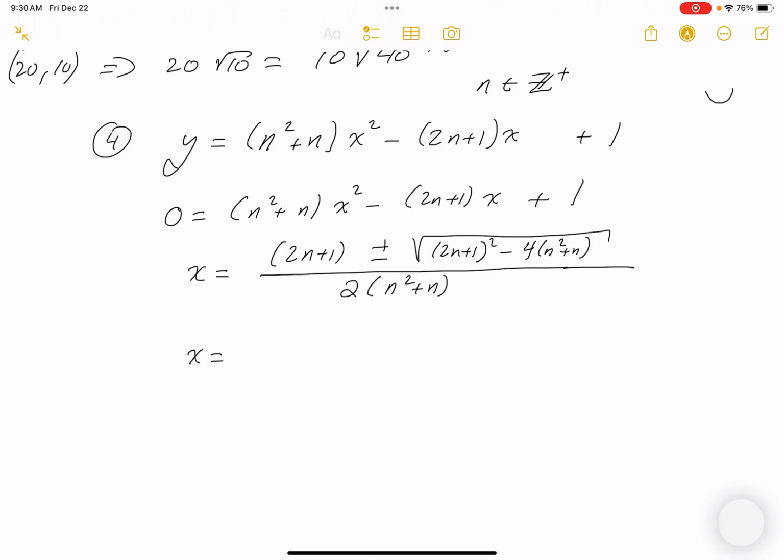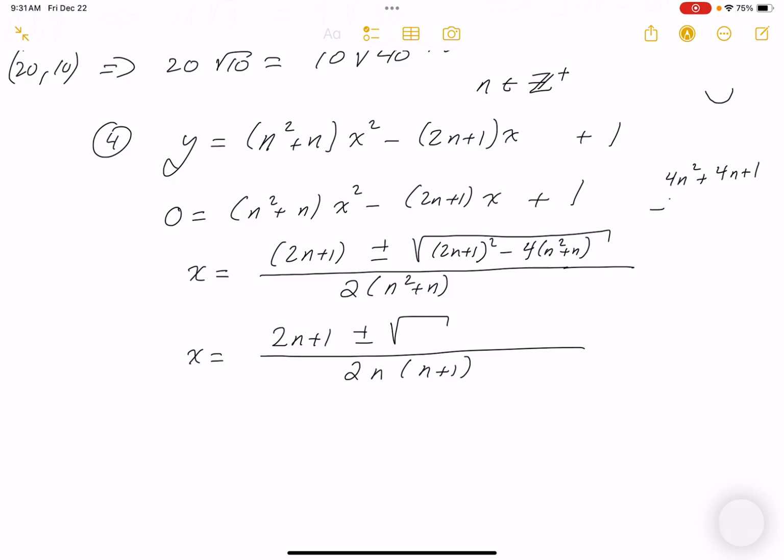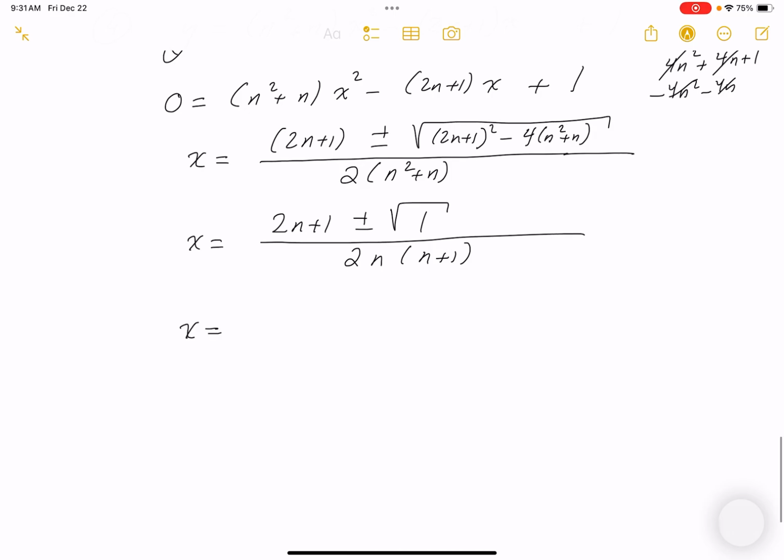Let's simplify this. Hopefully it's going to be nice. And what do you get there? You get 2n, I'm going to factor the bottom, by the way, n plus 1. On top, you get 2n plus 1 plus or minus, I've got to figure out the radicand, by the way, and you get 4n squared plus 4n plus 1 minus 4n squared minus 4n. Well, these disappear, and that's good. You just get 1 over here. So it's getting a little bit easier to look at. We could probably factor the original expression, by the way. But you're going to get 2n plus 1 plus or minus 1 over 2n times n plus 1.